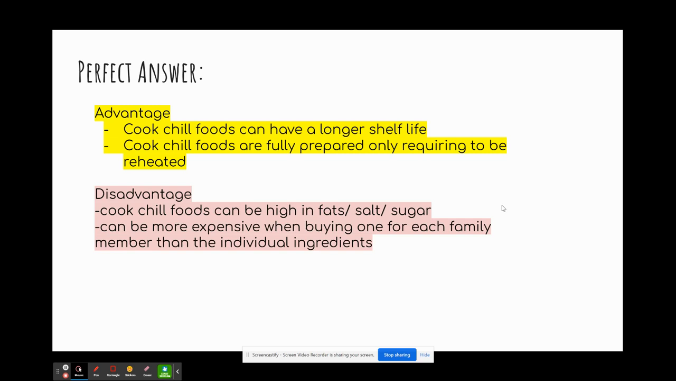So, for example, if I were to be buying a lasagna cooked chill meal, it would be cheaper to buy a single lasagna portion for me rather than buying the individual ingredients to make a whole lasagna. Whereas if you were feeding a family of 4, to buy everybody an individual lasagna portion of a cooked chill product, then it would work out more expensive than buying the individual ingredients. So it would depend on who is in the question.